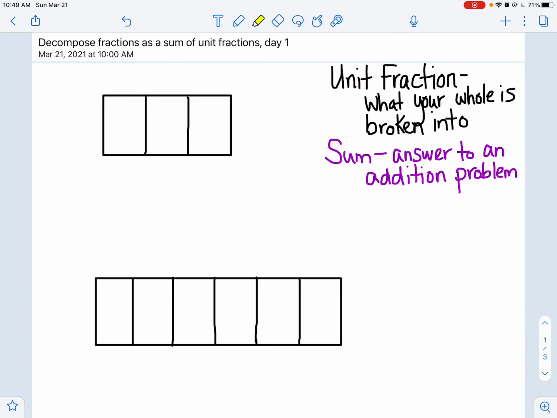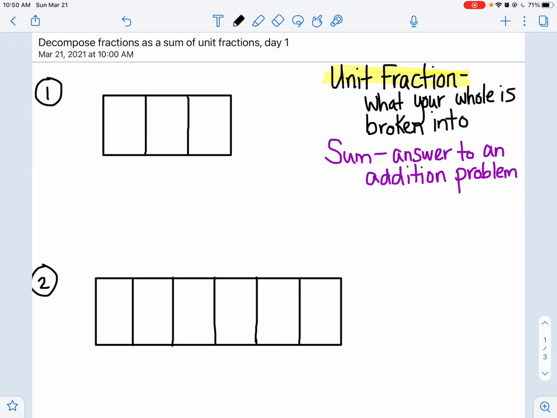The first is a unit fraction. And just a reminder, a unit fraction is what your whole is broken up into. So what unit are we talking about? So if we take a look at our first example here, what unit are we talking about? What is our whole broken into? It's broken into thirds. So our unit fraction is going to be thirds. If we look at our second rectangle down here, we have it broken into 6 equal parts. So our unit fraction is going to be sixths.